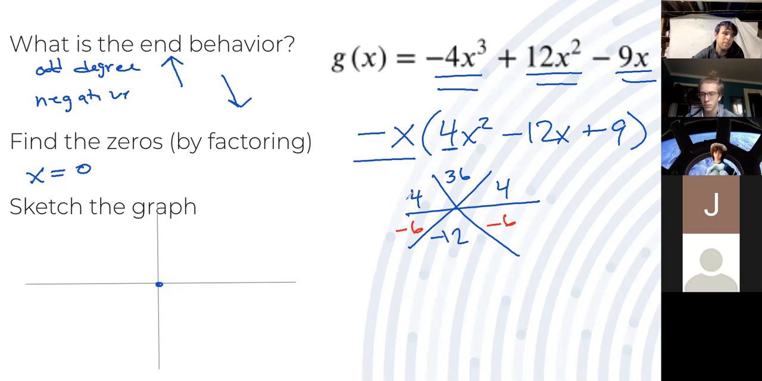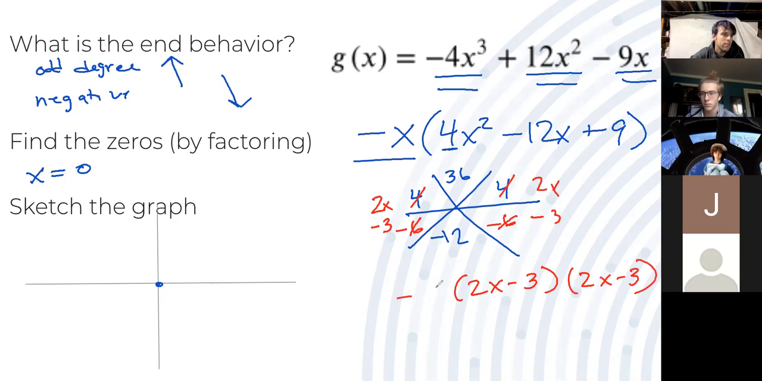And then we want to simplify both of those, so that's 2x minus 3 is one of my factors. Well, it's the same on both sides, so this one ends up being 2x minus 3 also. So one of our zeros is going to have a multiplicity of 2. And when we figure out that zero, we end up with x equals 3 over 2.